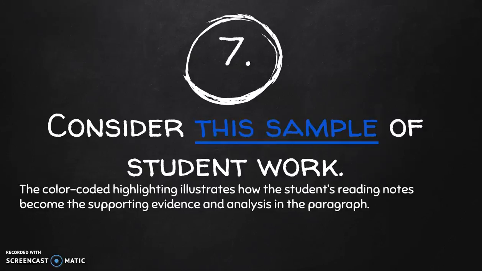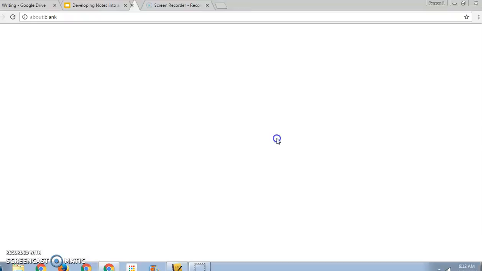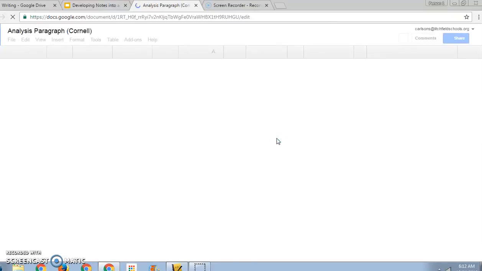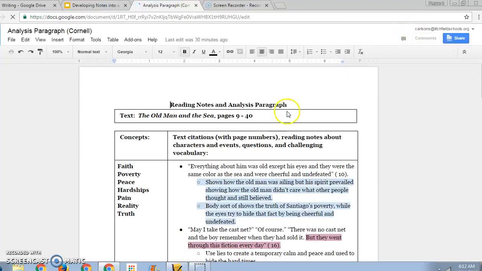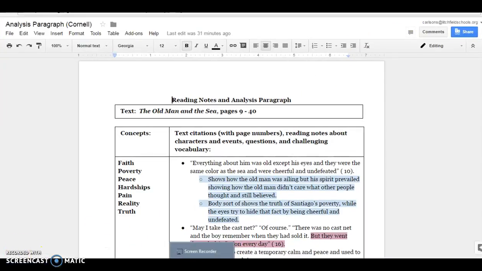Now we'll take a look at a sample of student work, and I'll show you how the color coding illustrates how the student's reading notes become the supporting evidence and analysis in the paragraph. This is a page from a student's reading journal for The Old Man and the Sea from the very beginning of that novella by Ernest Hemingway.